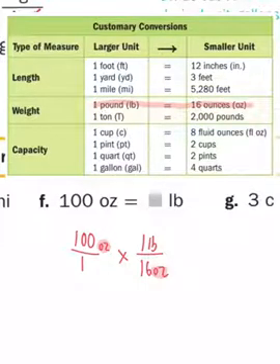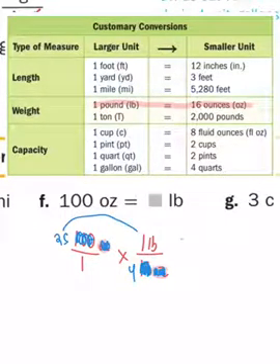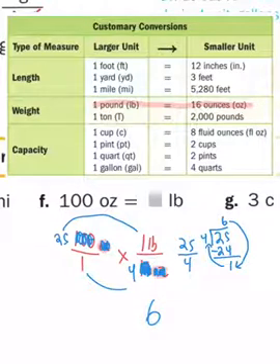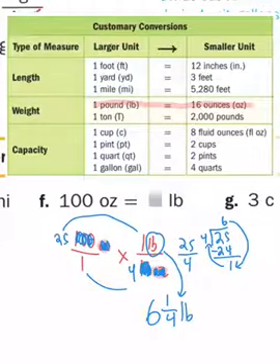So now I'm going to solve. I'm going to do some bow tie reducing. First off, the ounces cancel. I know 4 goes into 16 4 times, and 4 goes into 100 25 times. So now I multiply. 25 times 1 is 25. 1 times 4 is 4. That's an improper fraction, so I do 25 divided by 4, which is 6 1/4. So that means 100 ounces is 6 1/4 pounds. Remember, that's the only unit that's left, so I know my answer is pounds. That's your answer to problem F.